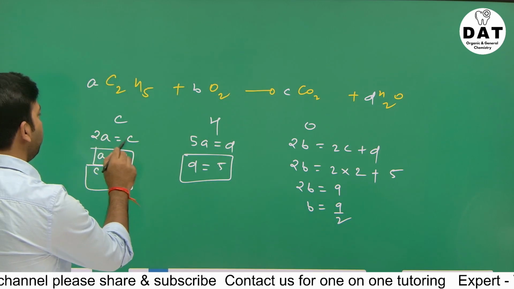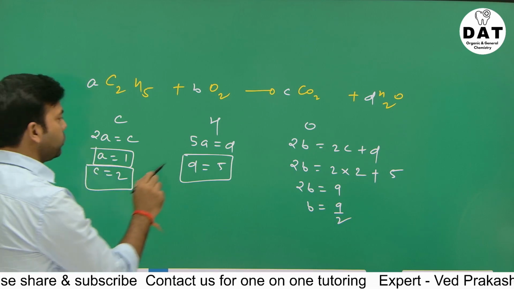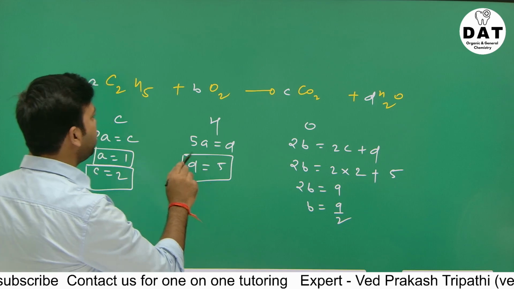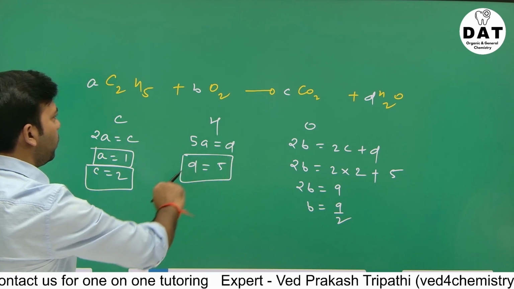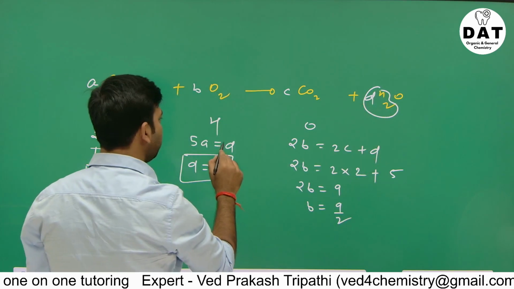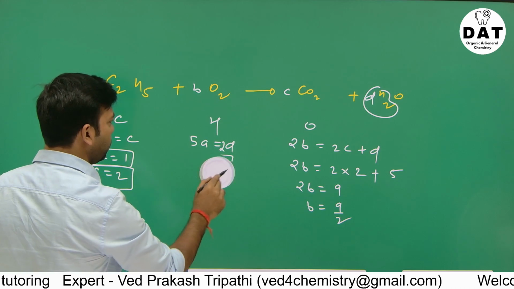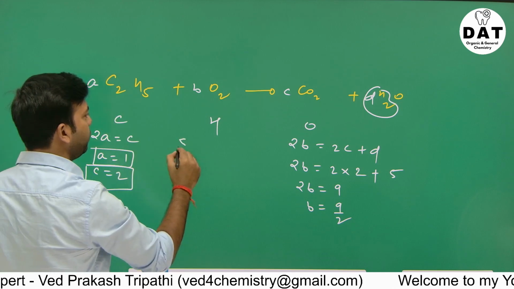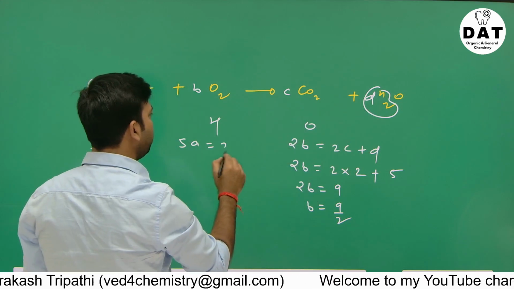Look at here, 2A is equal to C. Suppose A is 1. So if A is 1, C is 2. So if A is 1, it means D is how much? Let me check the hydrogens. 5A and 2D. Oh sorry, I made a mistake here. Hydrogen is 2 into D. So sorry, this is 2D. Let's do this again. Hydrogen is how much? 5 into A is equal to 2 into D.